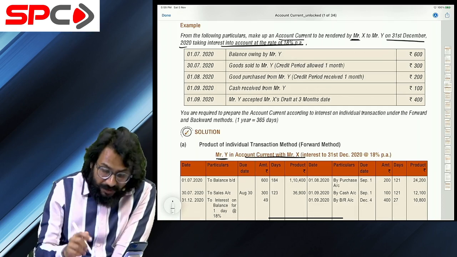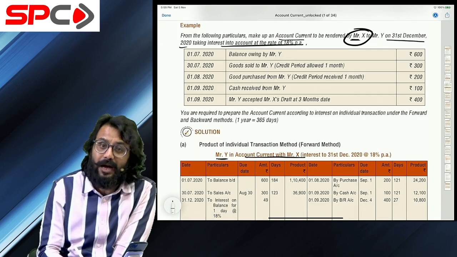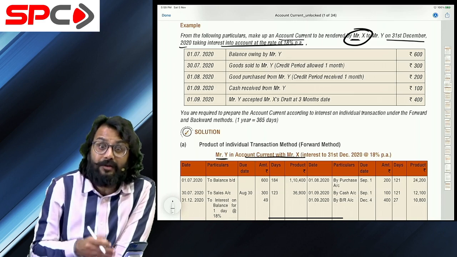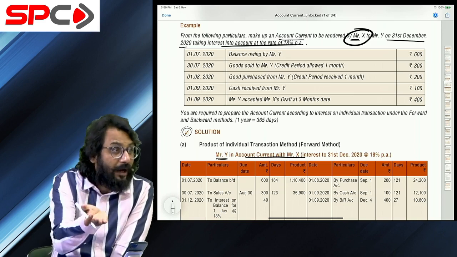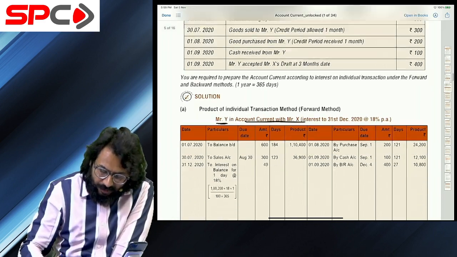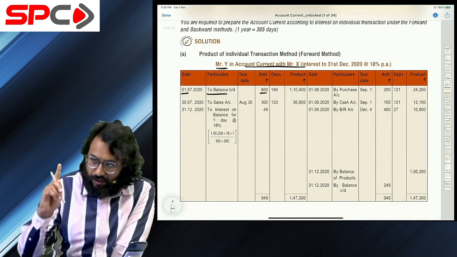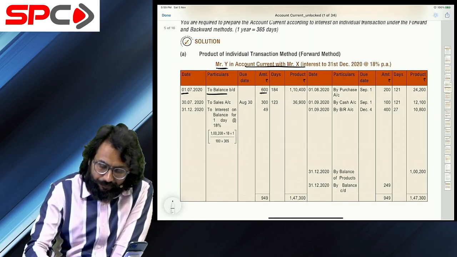So here we are in the books of X and they are saying balance owing by Mr. Y. By, not balance owing to Mr. Y, that would be payable. So if you see, receivable has a debit balance. To balance brought down, the amount is 600. Do you copy? Let's go on.